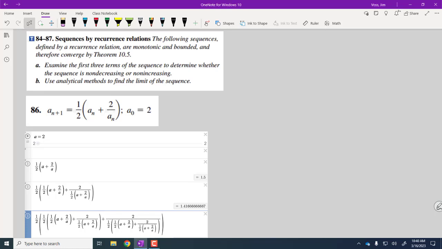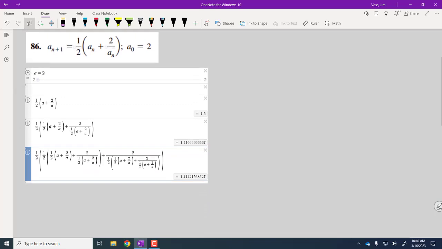Recurrence relations. So these are harder to analyze. If we have a sequence that's given to us explicitly, all we have to do is take the limit of a sub n. We use L'Hopital's rule, we do whatever we need to do, and we get the limit. Recurrence relations are a little different. And there's a clever technique. If we are reasonably assured that the limit does exist, there's a clever technique to find that limit.